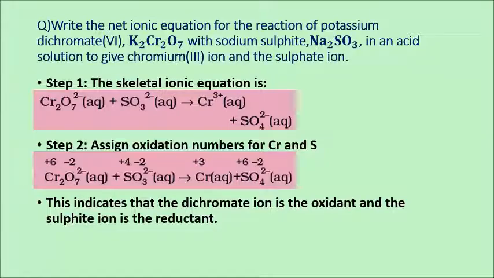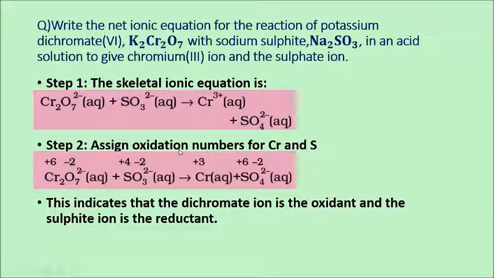The first step is to write the skeletal ionic equation. Now what is this skeletal equation? We are removing the positive part of the reactants, that is potassium and sodium ions, and the remaining part we are writing. So it becomes Cr2O7 2 minus, dichromate ion, plus SO3 2 minus, sulfite ion. It gives you what? In the question itself it is mentioned, chromium 3 ion. So Cr3 plus ion plus sulfate ion, that is SO4 2 minus ion. So this is our skeletal ionic equation. The first step is complete.